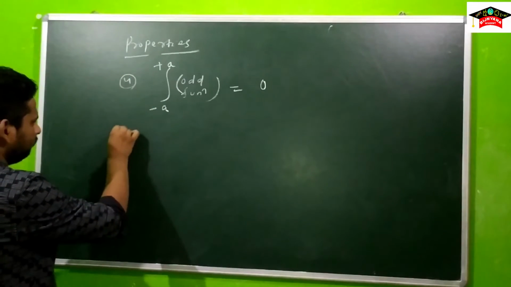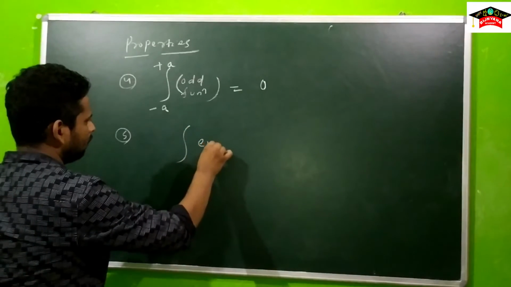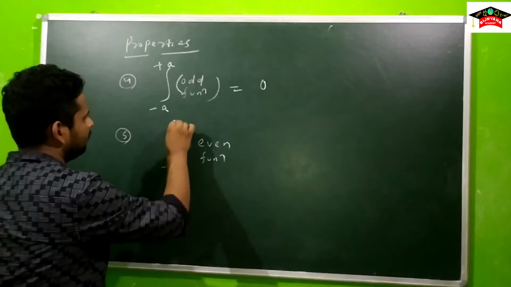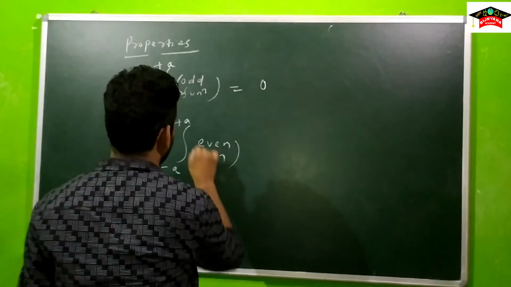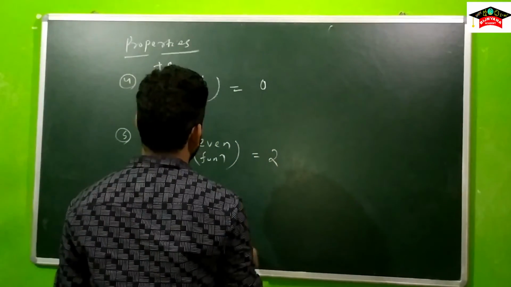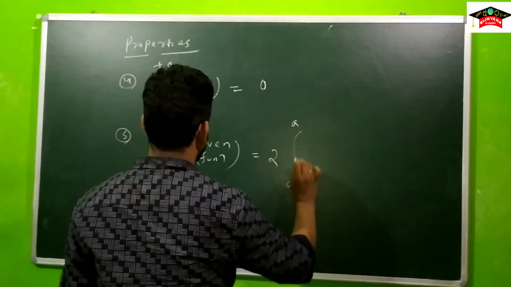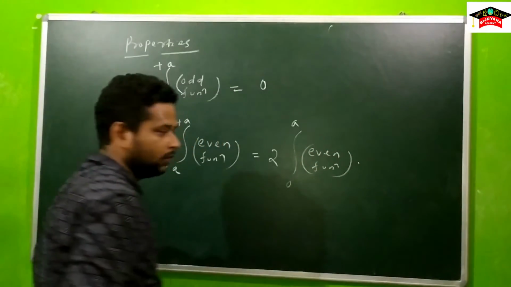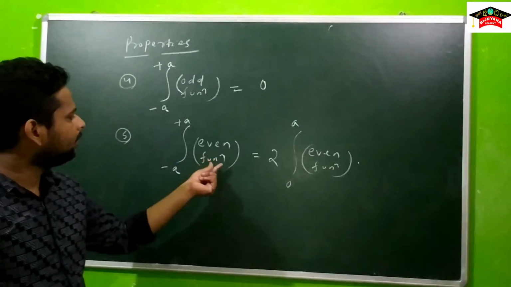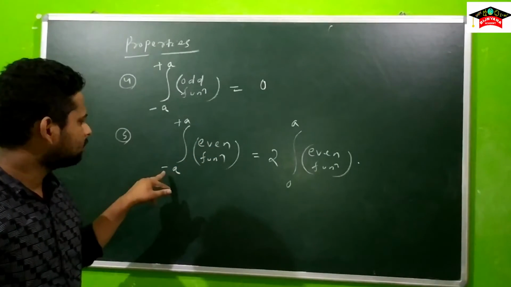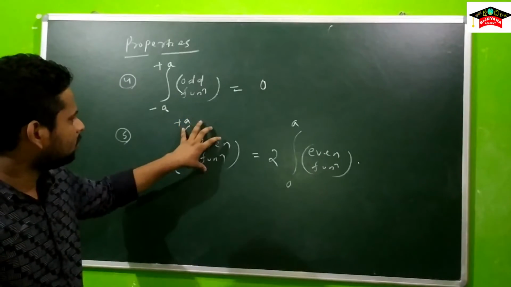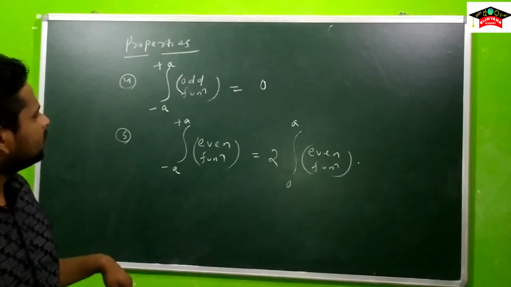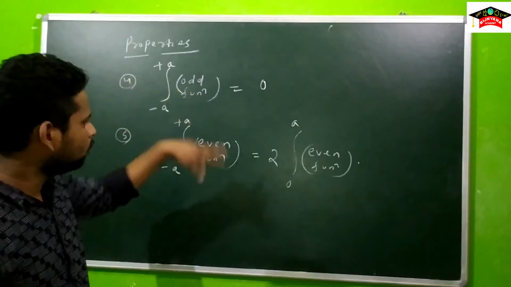So the fifth property is the integration of an even function from minus a to plus a. You can say it is equal to 2 times the integration from 0 to a of that even function. Okay, is this understood or not? So if you take an even function inside an integration with limits minus a to plus a, the value of the integration will be exactly the same if you take 2 outside the integration and change the limit from minus a to plus a to 0 to a.